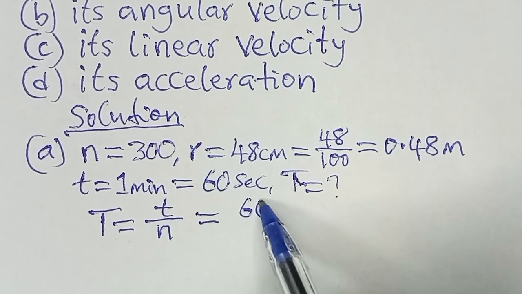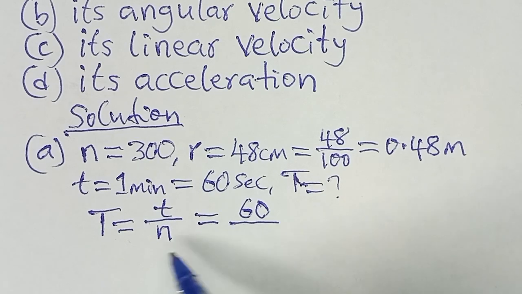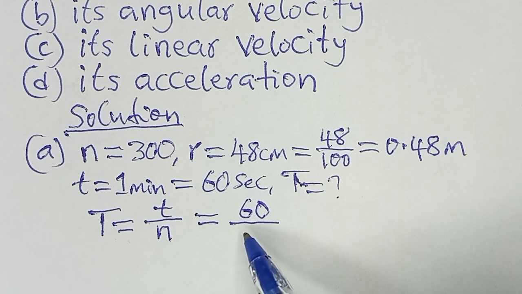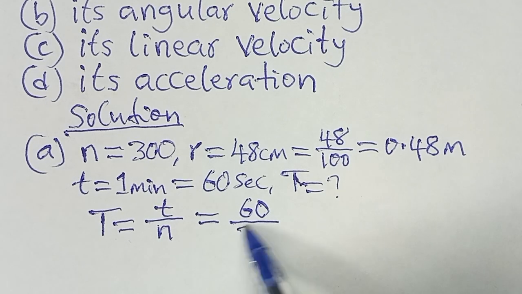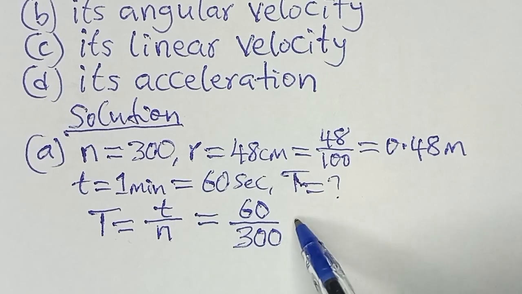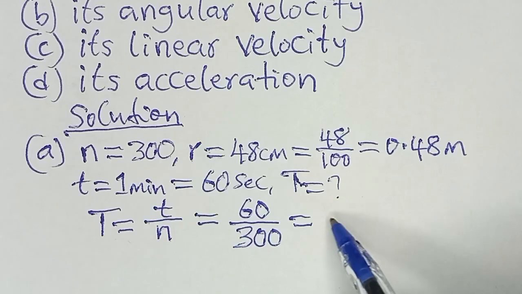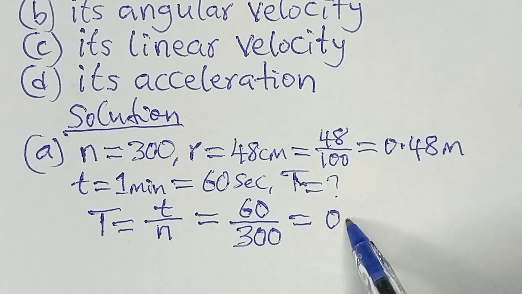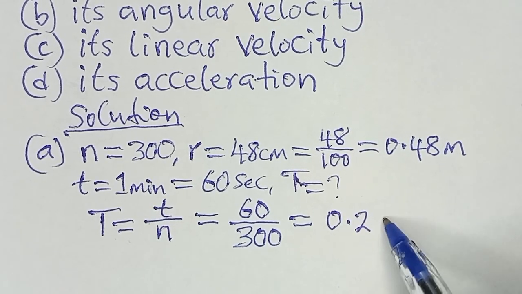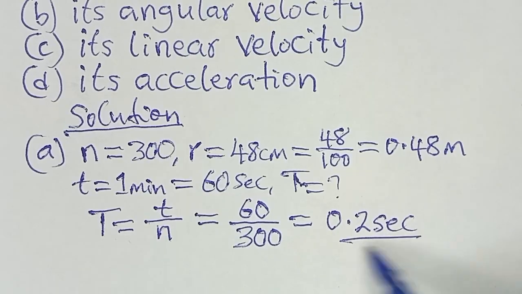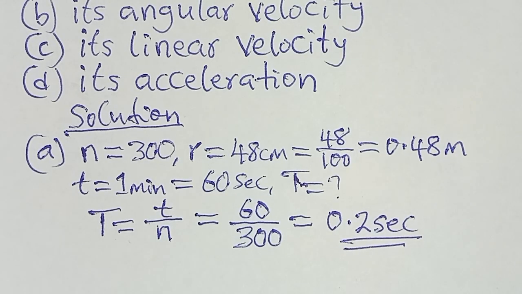Don't forget your time should be in seconds. Divided by the number of revolution or oscillation is 300. So 60 divided by 300 is going to give us the period as 0.2 seconds. So that's the value for the period.